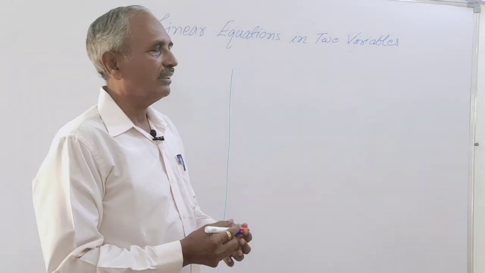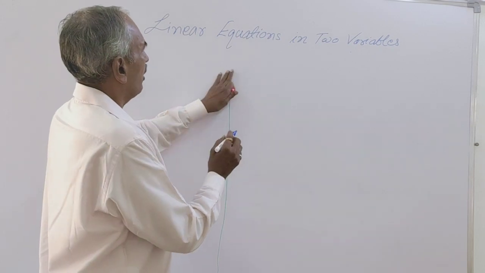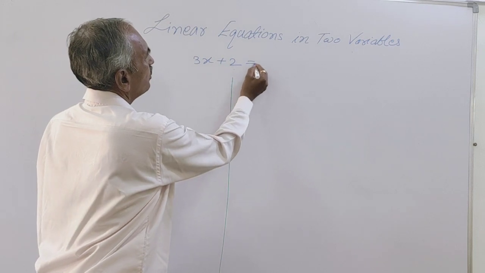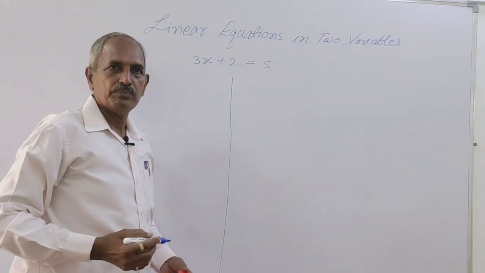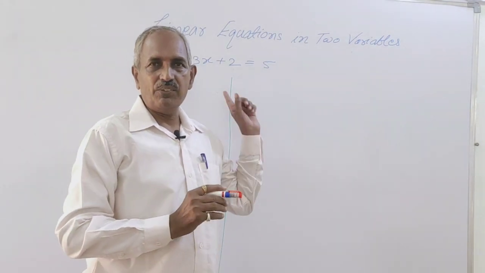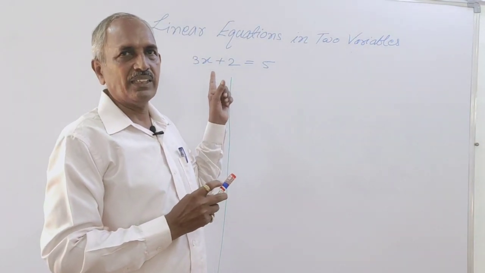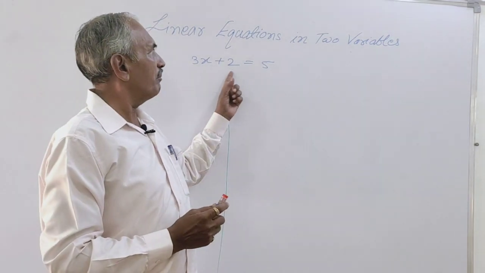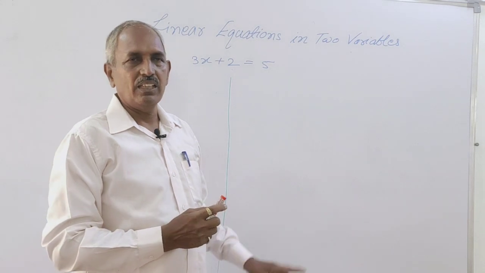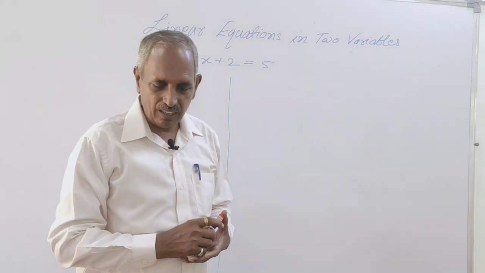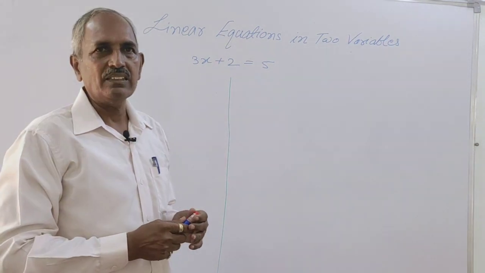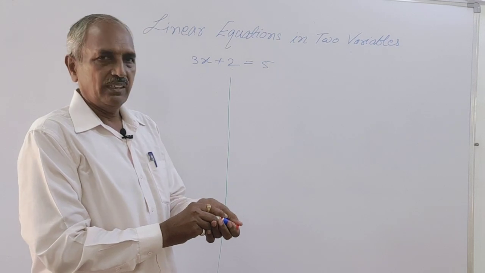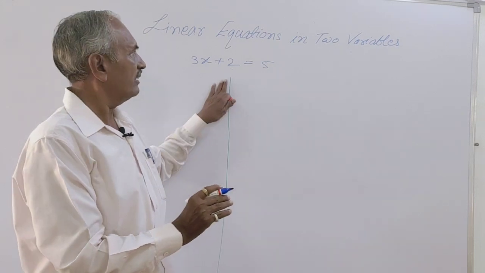For example, you have learned how to solve 3x plus 2 is equal to 5. This is an equation. In this equation, there is one variable. x is the variable. Other numbers are constants. How to solve this equation, you have already learned in last class, 9th class. Who will tell me how to solve this equation? Yes? Can you tell me?